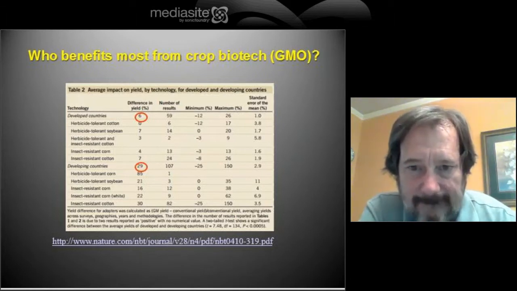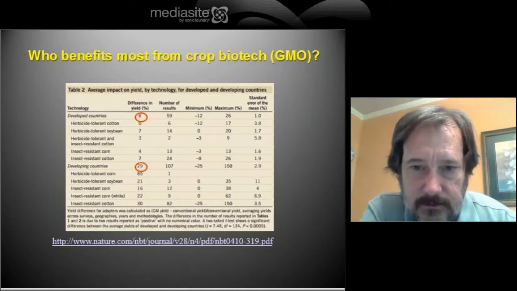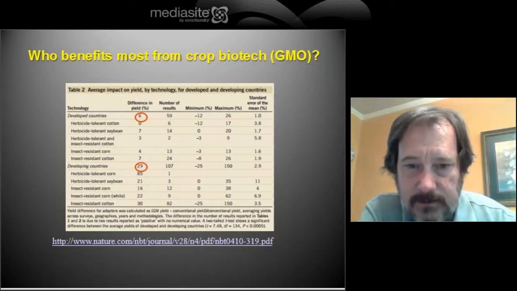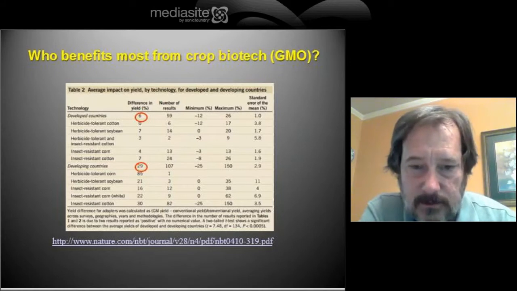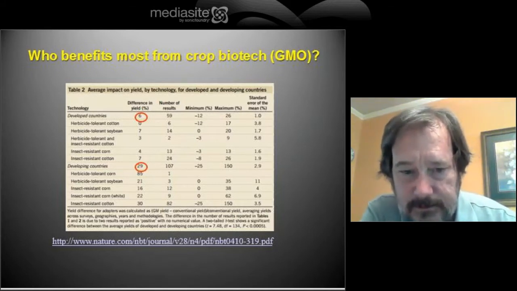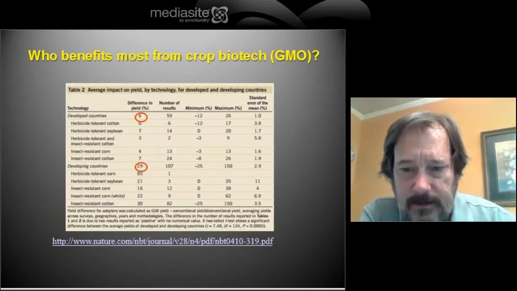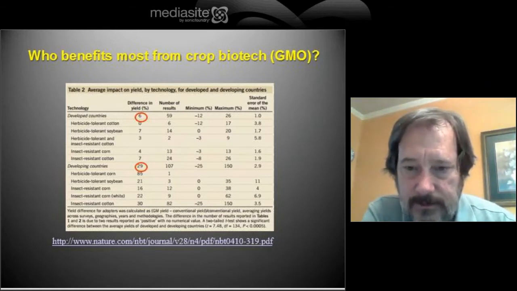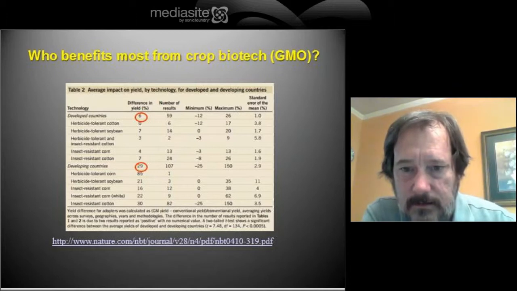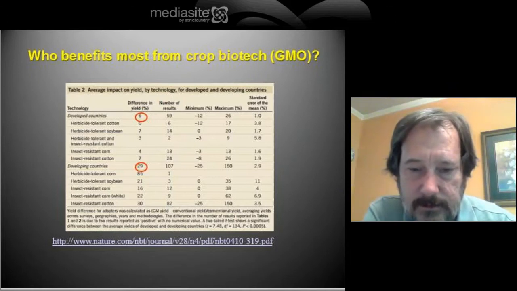A lot of this is because the developing countries don't have other options for pest control. So while it's true that the United States and Europe could probably get by and feed themselves very well without biotechnology, at least right now, we might lose oranges or something like that, but we certainly could feed ourselves. Developing countries get more benefit from this technology. And there was a pretty good study, particularly on insect-resistant cotton in India, where they showed that not only was there a difference in yield, it was a difference in income for those farmers.